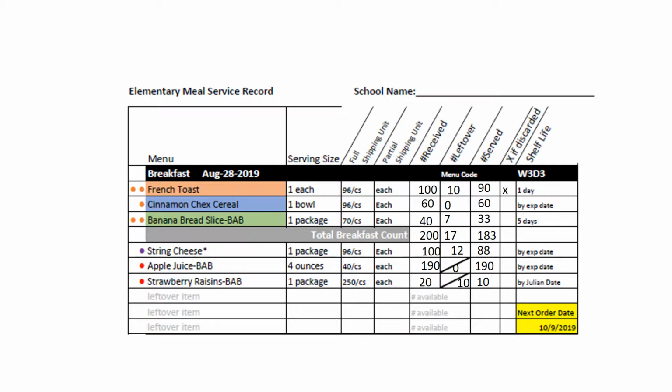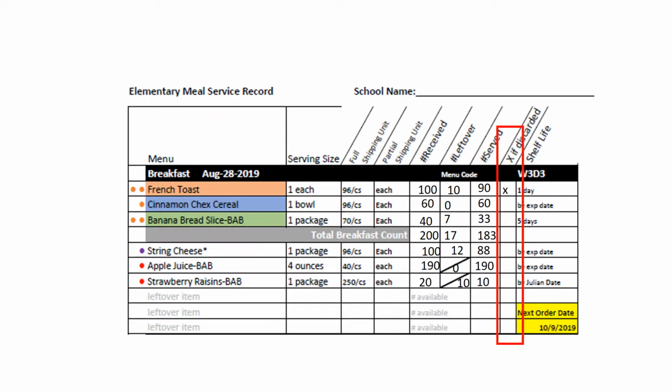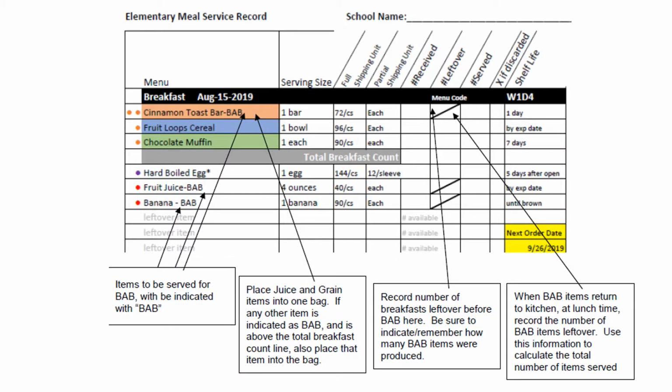Once breakfast service is completed, count how many of each item is left over. Record the numbers in the leftover column. Do the math to find out how many of each item was served. Do this by taking number received minus the number left over. If an item was discarded, mark an X in this column. Once breakfast service is over, use the information from this meal to create a meal order for the next date highlighted in yellow.